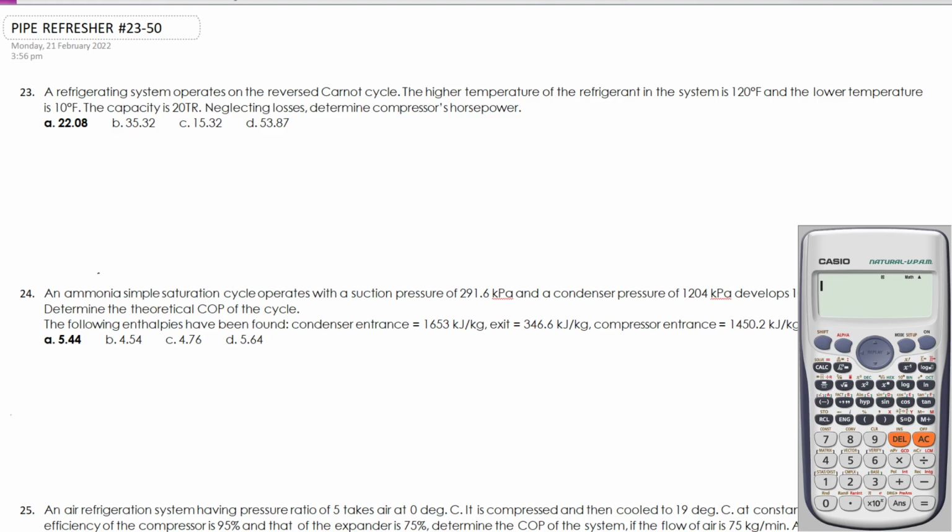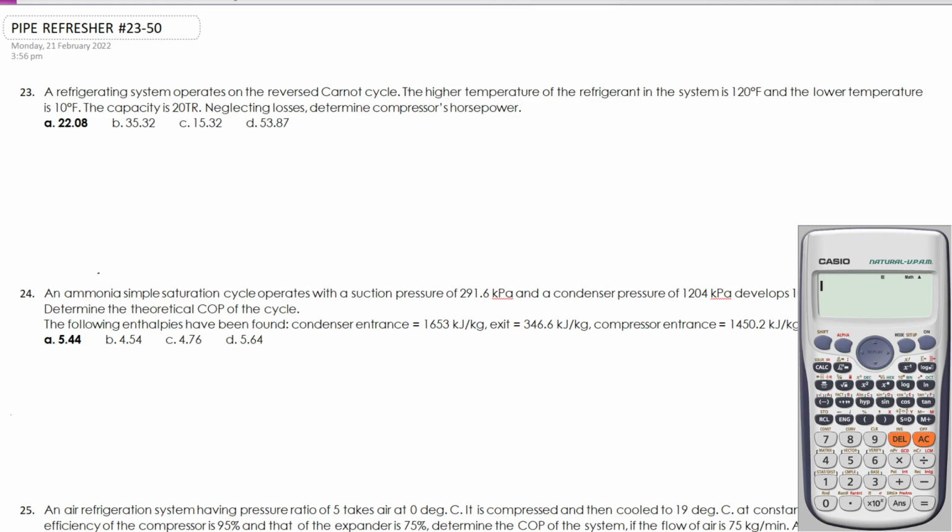So a refrigerating system operates on the reverse Carnot cycle. The higher temperature of the refrigerant in the system is 120 degrees Fahrenheit, and the lower temperature is 10 degrees Fahrenheit. The capacity is 20 tons of refrigeration. Neglecting losses, determine the compressor's horsepower.